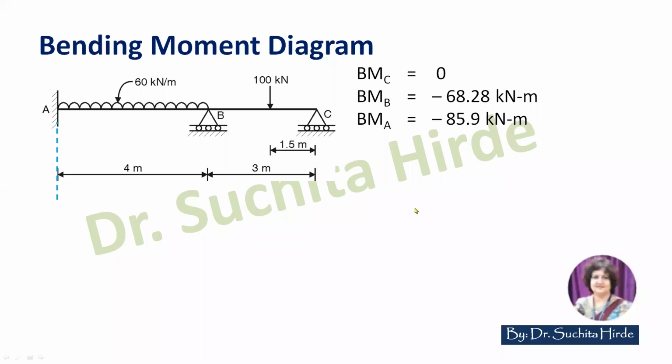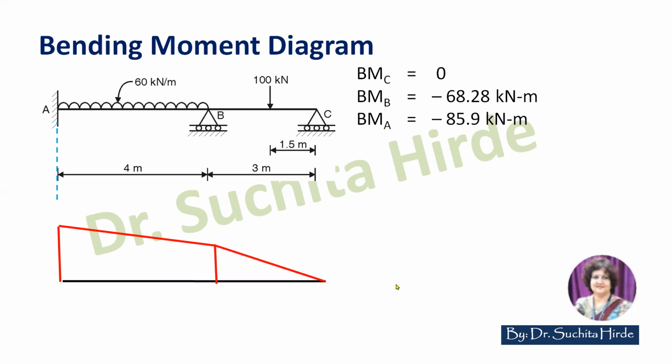So after analysis, we got this result. Bending moment at A is minus 85.9, bending moment at B is minus 68.28, and bending moment at C is 0. So let us draw the bending moment diagram. For that, draw a baseline. At A, draw ordinate minus 85.9. At B, draw ordinate 68.25. Join this. Then at C, bending moment is 0. So join this like this.